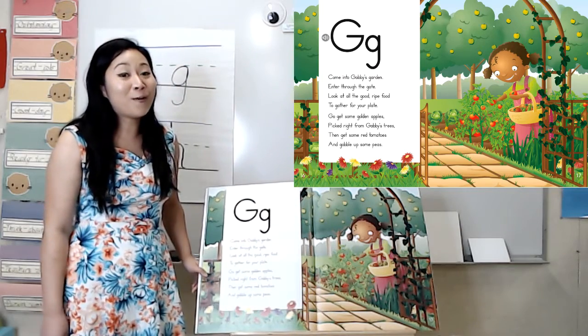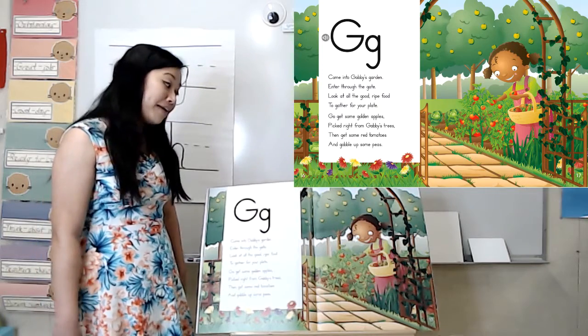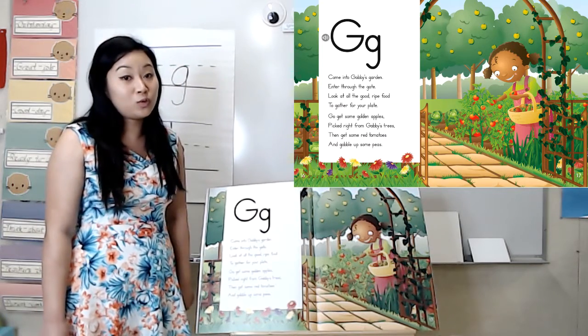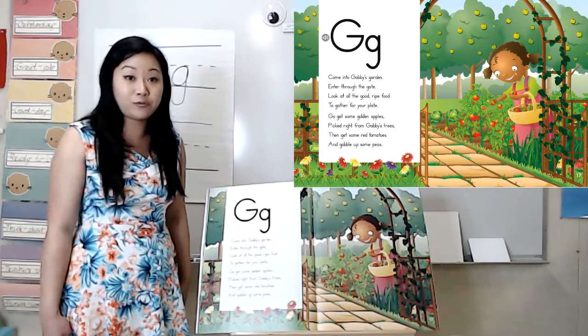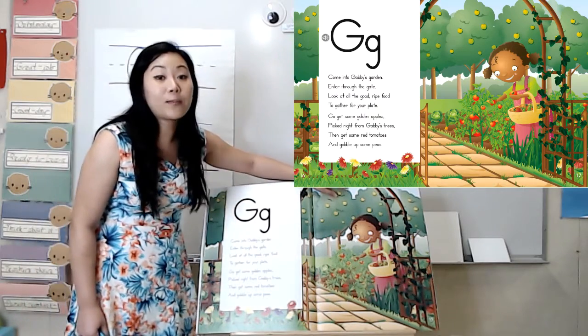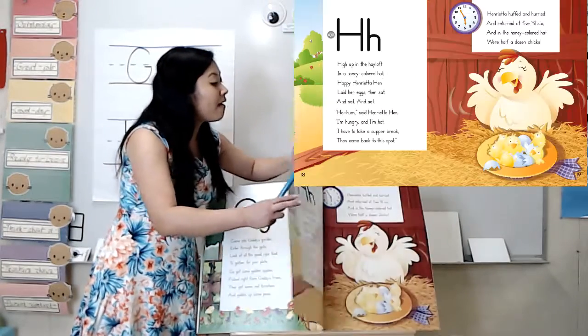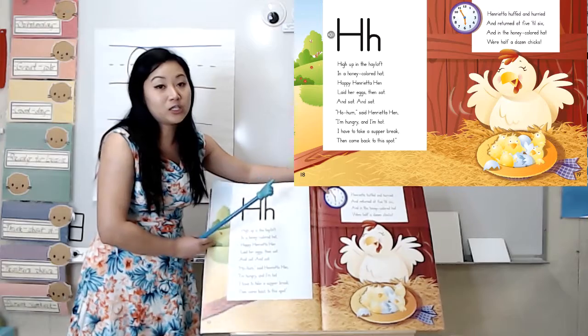That sure was a fun poem about things that start with the letter G. And oh my goodness, Gabby's garden is beautiful. I would love to have so many fruits and vegetables in my garden. All right, friends, let's look at our poem for the letter H. And remember, before we read it, let's make some observations.